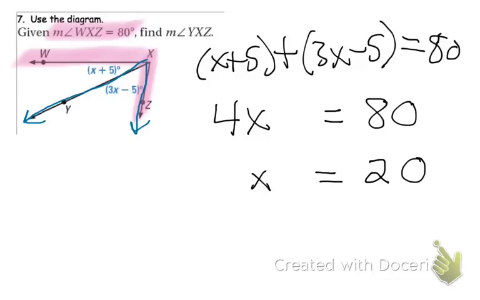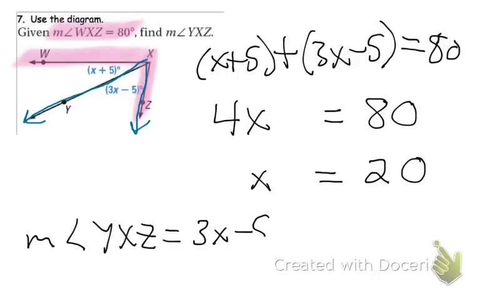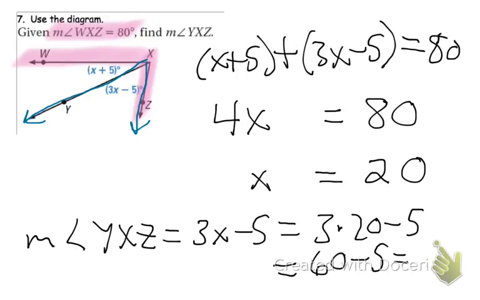And then I'm not going to circle that because I'm not trying to find out what x is. Remember, I'm trying to find out what the measure of angle YXZ is. So I'm going to plug that in. So the measure of angle YXZ, I look up to the picture and I see that it's equal to 3x minus 5. And since I just found out what x is, it's 3 times 20 minus 5, and that's the same thing as 60 minus 5, and that equals 55.